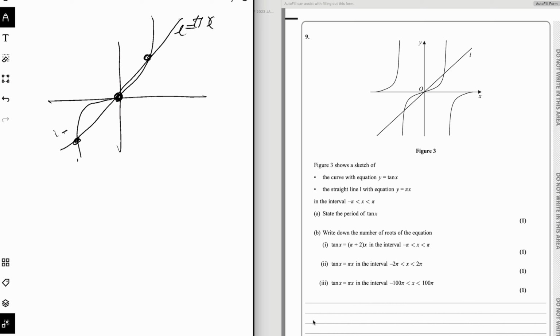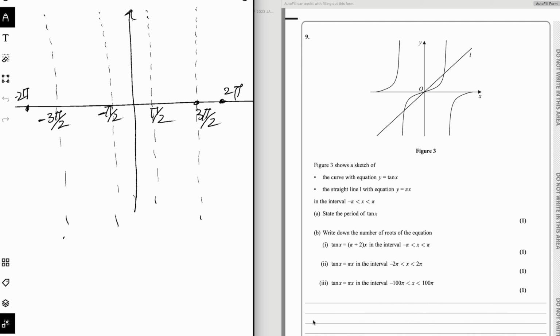Okay, next, question B(i) is 3 places. Question B(ii): now the interval they have given is minus 2 pi to plus 2 pi. First you should know how to draw the curve from minus 2 pi to pi. I have drawn the symmetry line and the asymptote lines: 90 degree and 270 degree asymptotes are there, and minus 90, minus 270 asymptotes are there.